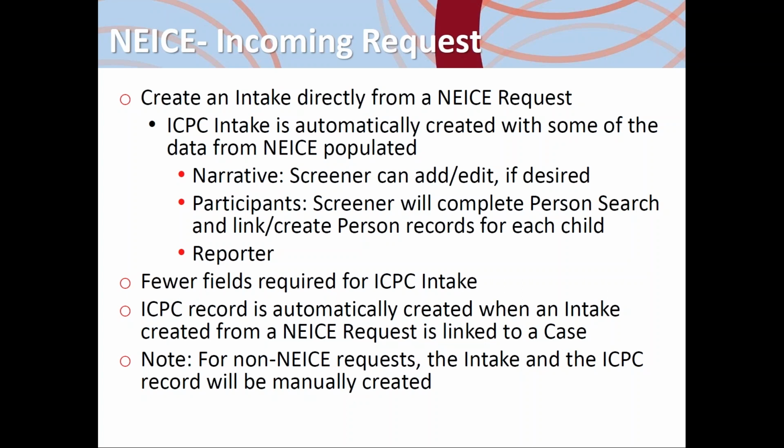Or if it went to county A and it should have gone to county B, you can also reject the request with a note to that other state saying, hey, this was sent in error, you need to send it to this other county. So if everything looks good and you're accepting this request, you will actually create your intake with the click of a button right from inside that NEICE request.